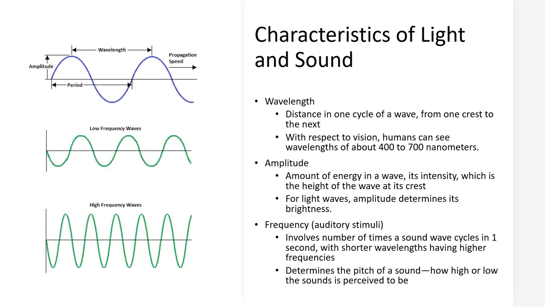Now, to give you a visual of what we're talking about here, wavelength goes from that peak to peak. Amplitude is height, and that will be different depending on what kind of visual stimulus is coming into the eye, for example. And then for frequency, for hearing, you've got low frequency waves, which are lower pitch, and high frequency waves, which are higher pitch.